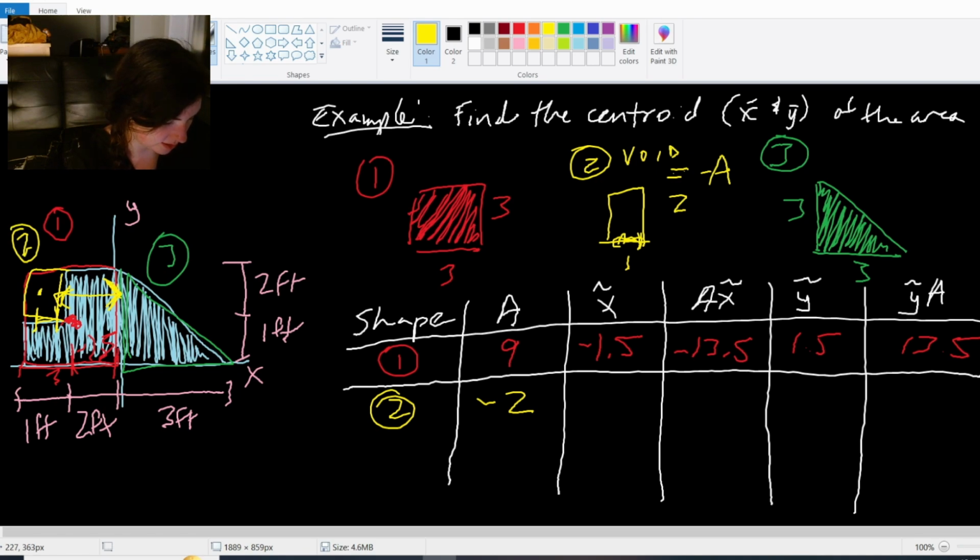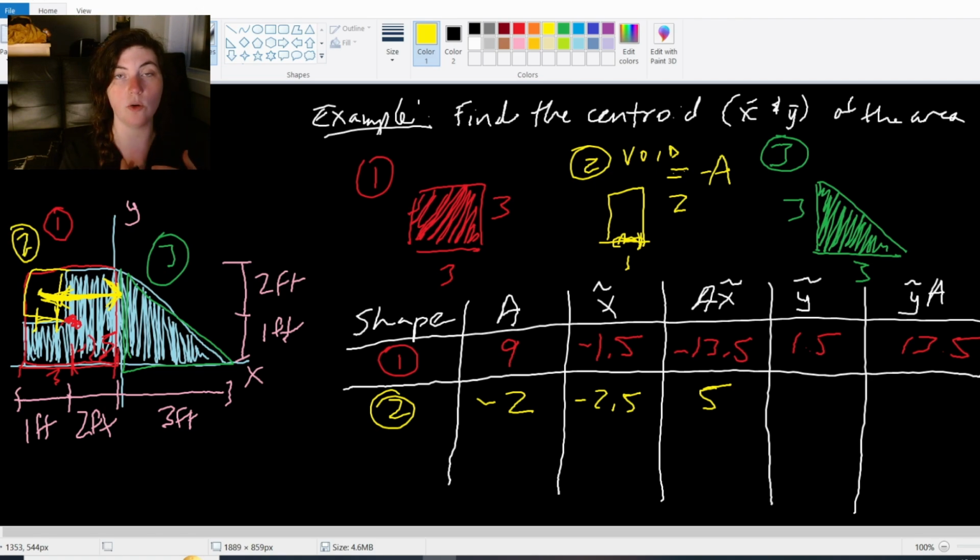So this distance here is 2 feet. And then this distance from that 2-foot edge to the centroid is 1/2. So it's 2.5, but it's in the negative x direction. So that is negative 2.5. And of course, that means that when we multiply through, our a times x tilde is going to be a positive, right? Negative 2 times negative 2.5 gives us positive 5. And that's okay. The math is still going to work out just how we expect because we've done all of our signs correctly.